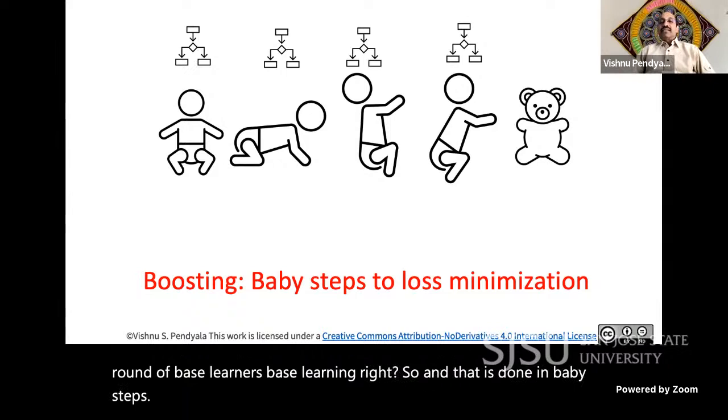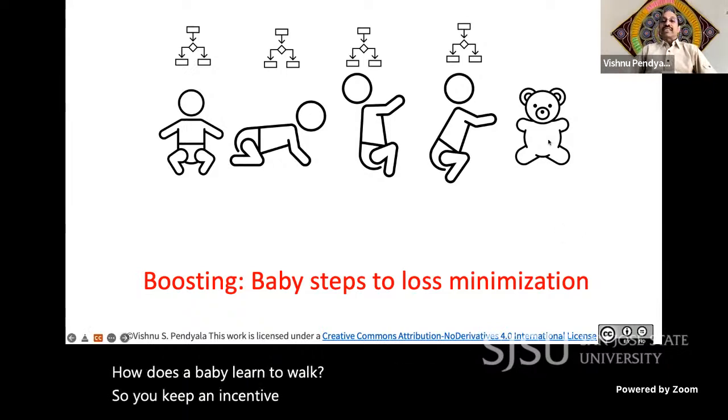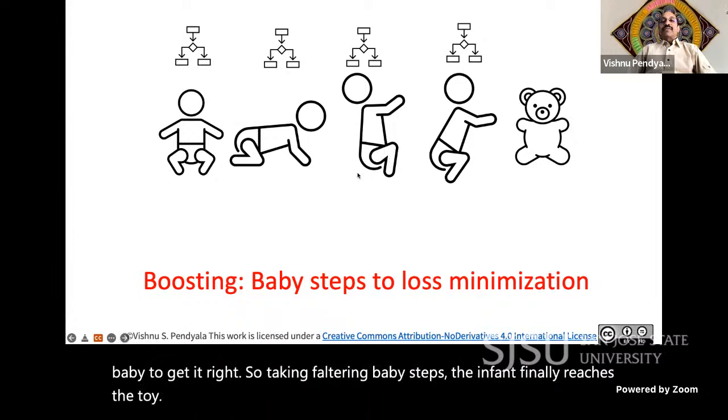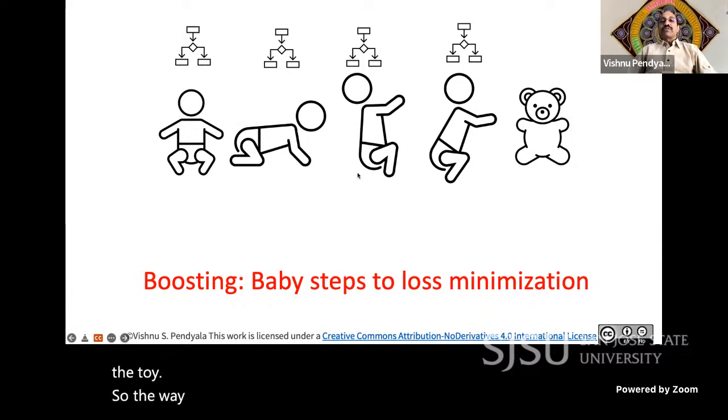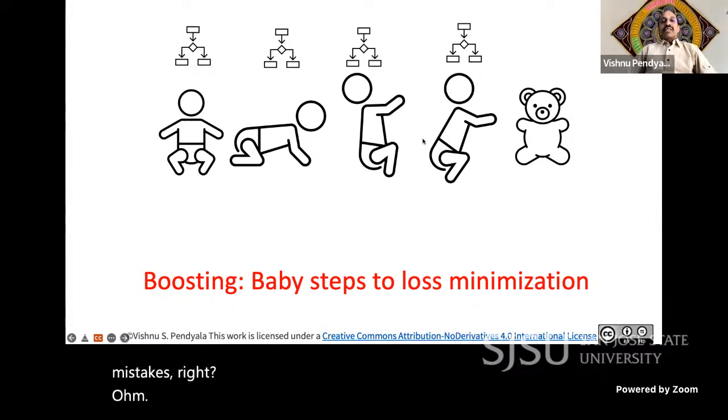How does a baby learn to walk? So you keep an incentive like a toy or something at a distance and ask the baby to get it, right? So taking faltering baby steps, the infant finally reaches the toy. So the baby tries to improve with each step, learning from the previous mistakes, right? So that is exactly what happens in boosting.